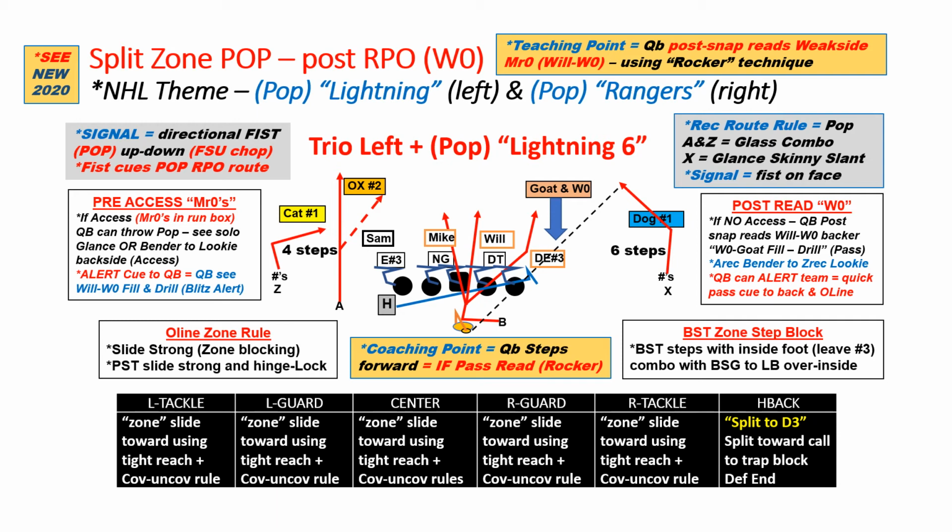Again, big change from bubble to pop RPOs with zone, with split zone, is with the bubble, it's a pre-snap RPO, and the quarterback uses a turn and present, shuffle and ride. With the split zone pop now, it becomes a post-snap RPO. We're reading a second level weak side outside backer, and the quarterback uses a rocker technique.